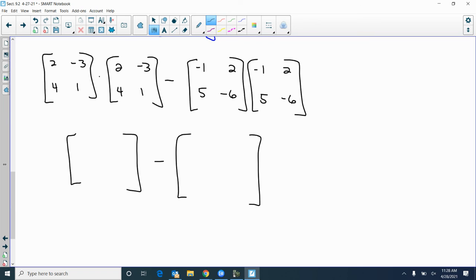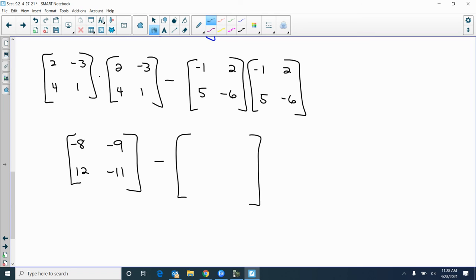All right, Mackenzie, give me one of them. I did A squared. Okay, what do you got? -8, -9, 12, and -11. All right, so let me step back here. 4 minus 12 is -8. -6 minus 3 is -9. 8 plus 4 is 12, and -12 plus 1 is -11. I agree.